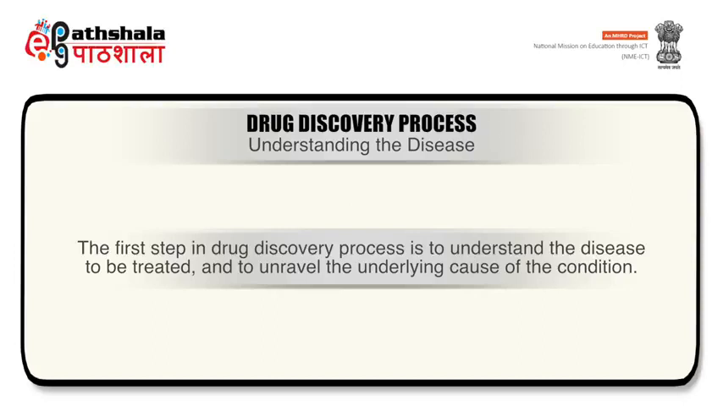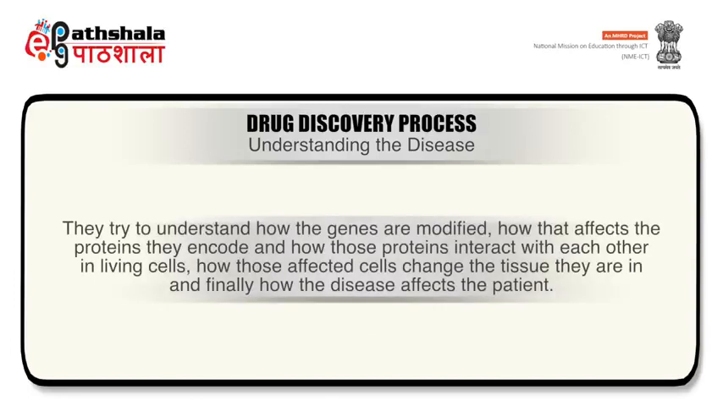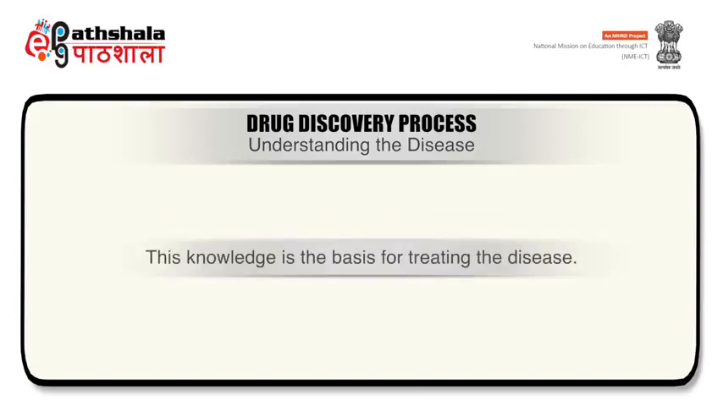The first step in drug discovery process is to understand the disease to be treated and to unravel the underlying cause of the condition. In these studies, scientists try to understand how the genes are modified, how that affects the protein they encode, and how those proteins interact with each other in living cells, how those affected cells change the tissue, and finally how the disease affects the patient. This knowledge is the basis for treating the disease.